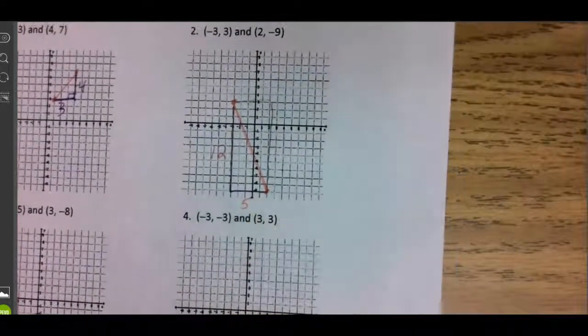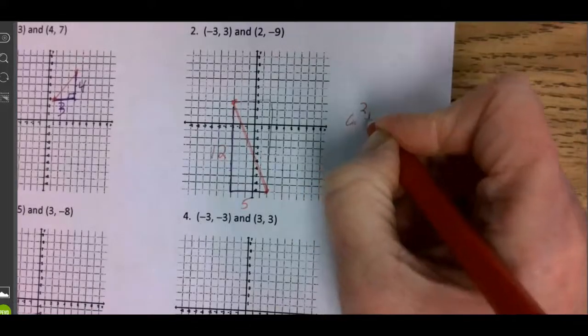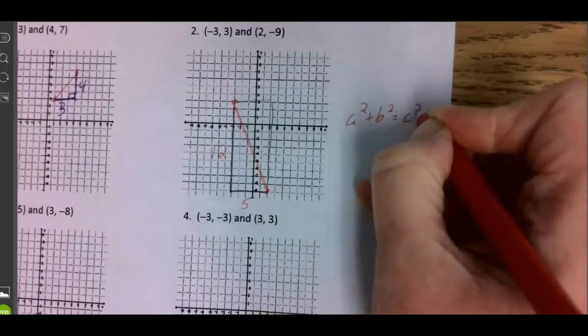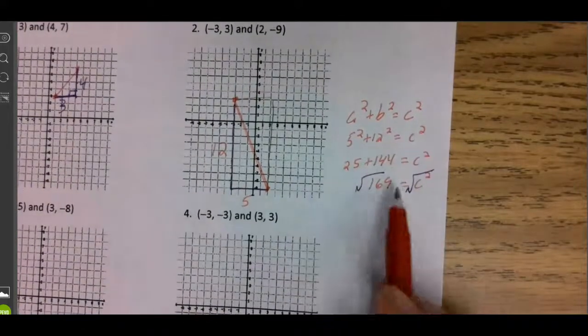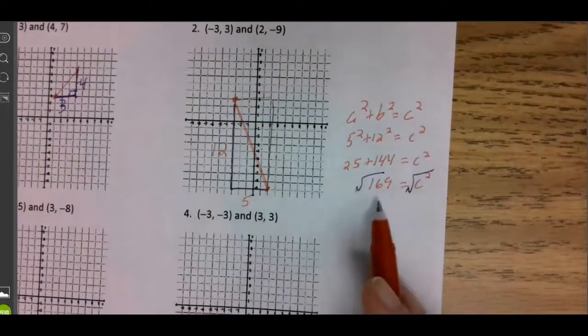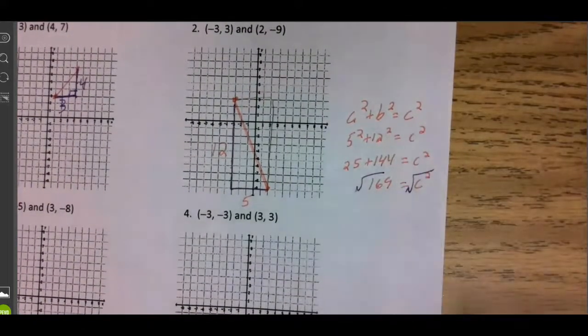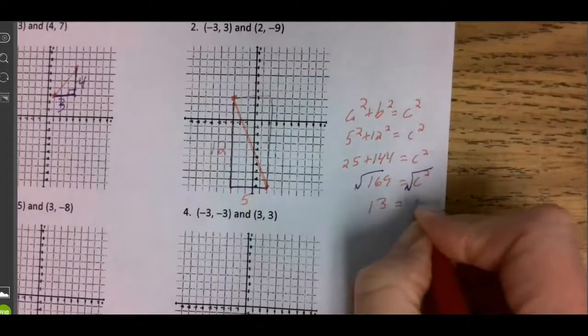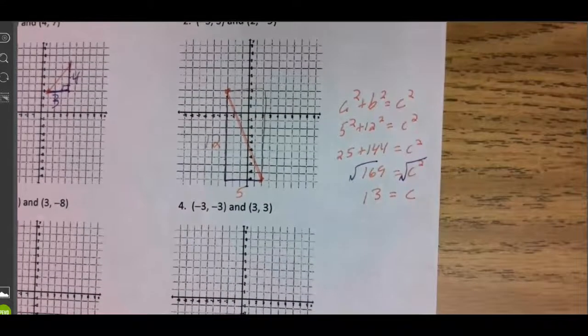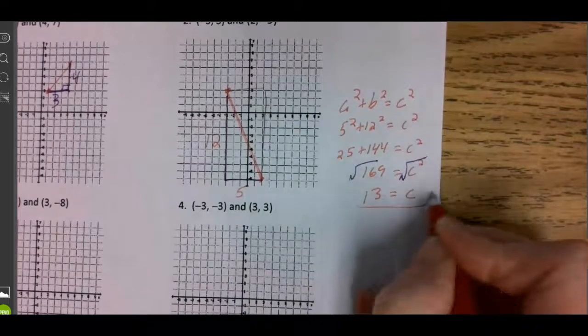Write down Pythagorean Theorem. Go. Plug those in. Find c. Go. So you can see that when you plug it all in, you get it down to the square root of 169 is equal to c squared. 169 we know is a perfect square. That's right, 13. So we get c is equal to 13.